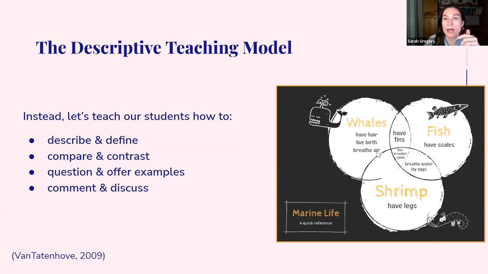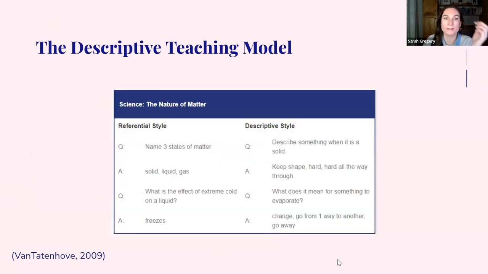And then also a lot of these words are going to be found on most robust communication devices. So I really like this chart, which is from that article by Gail Van Tatenhove, and there's a nice representation of this chart on that one pager as well. And so what she talks about is these two different types of questions that we ask our students. So we have referential style questions and descriptive style questions.